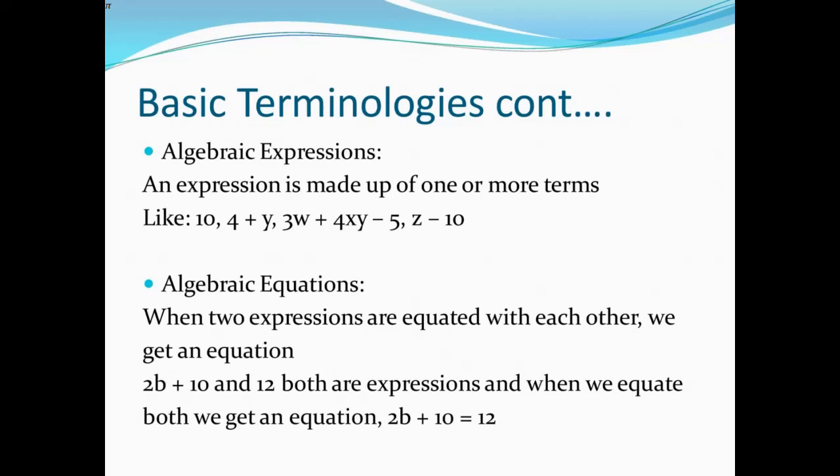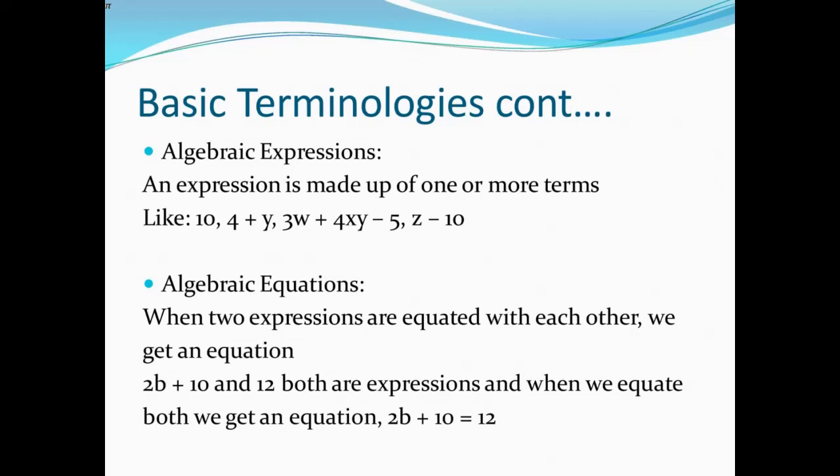Next basic terminology is algebraic expressions. An expression is made up of one or more terms. For example, 10. We know that 10 is a term. At the same time, it represents an expression also. Next is 4 plus y. 4 plus y is a combination of two terms, 4 and y. At the same time, 4 plus y also represents an expression. So basically an expression is made up of one or more than one term.